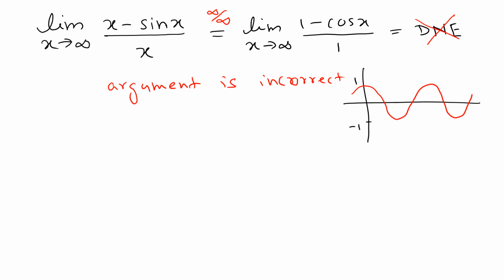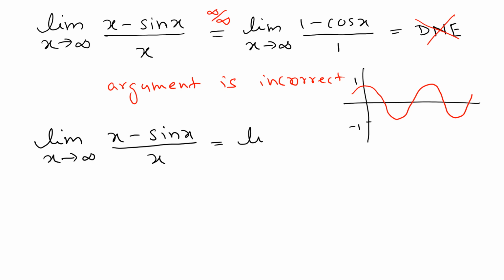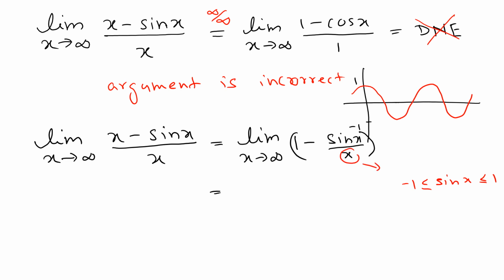So let's see what's the actual answer. It's the limit as x goes to infinity of (x minus sine x) over x. What we can do is divide both terms by x. From the first one you get 1, and from the second term you get sine x over x. Since we know that sine x is always between 1 and -1, the numerator is a fixed number, say 1 is the maximum value, while the denominator goes to infinity. So it's 1 over a large number, which means this whole fraction goes to 0. So your final answer simply becomes 1. So 1 is the correct answer in this case.